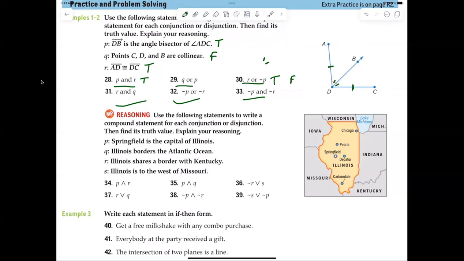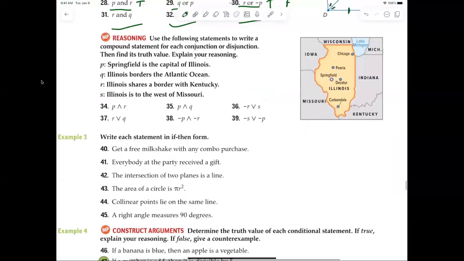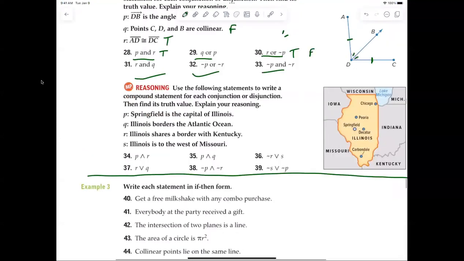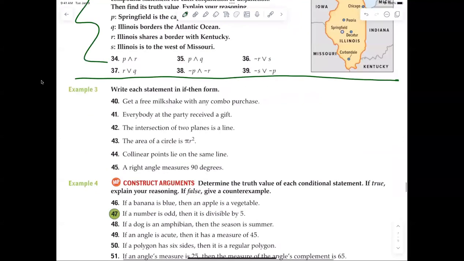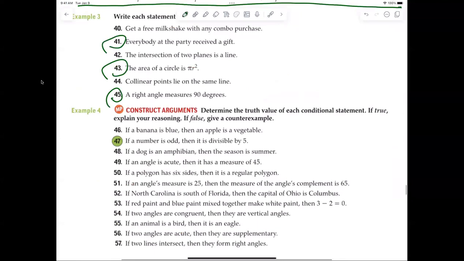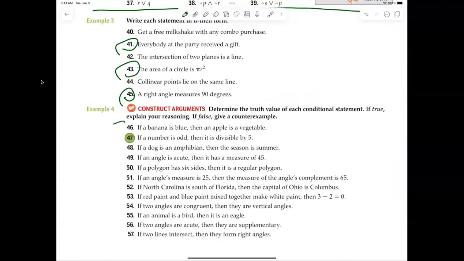I've got a great worksheet tomorrow. You're going to love it. So now let's do this. I think all of these are important especially for tomorrow. So I want to make sure everybody's happy with 28 through 37. Write each in the if-then. So let's do 41, 43, 45. And I just want everybody to do 46 through 57. That's the counterexample stuff. If a banana is blue, automatically we can say that's what? Say it. True, right? It's so silly. But I need you to do the practice.